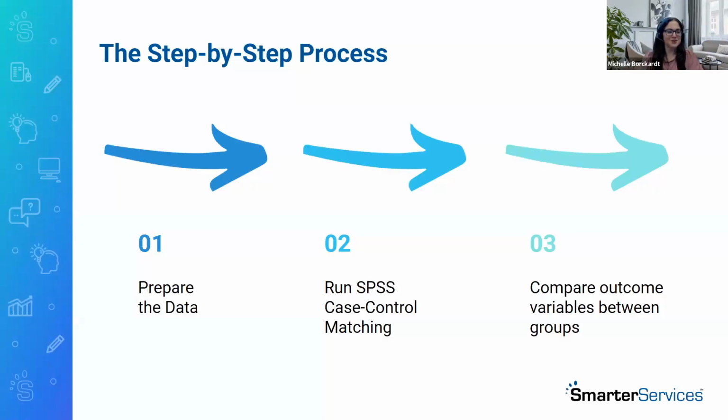So step by step, there's kind of 3 steps in this process. First, prepare the data. So you have to gather all of the data from your different data sources and put it into one big data set or spreadsheet. Then you have to run it through the matching method. So we used SPSS, case control matching. SPSS is a statistics software if you're not familiar. Other people might use R, or they might use other software.